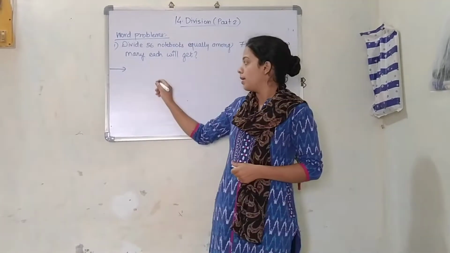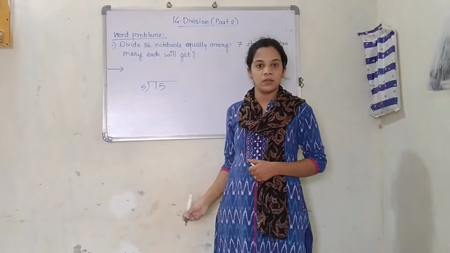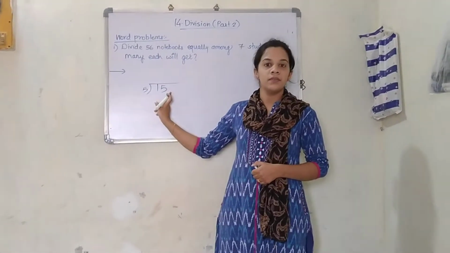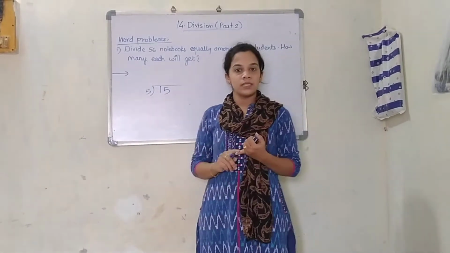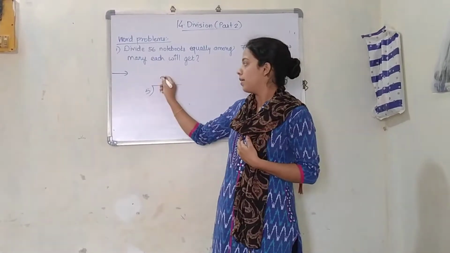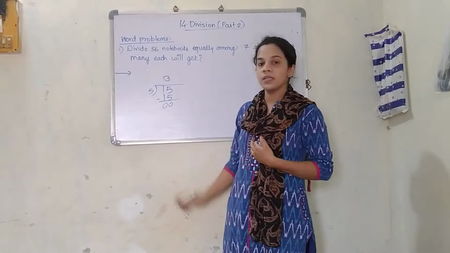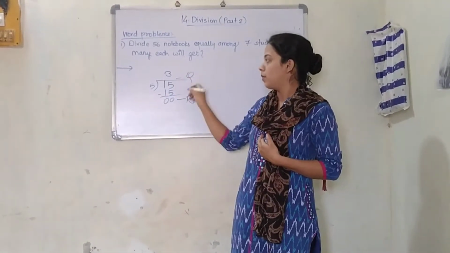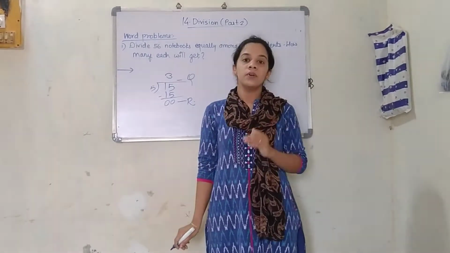So 15 chocolates, how many students are present? 5 students. So your 5 will be the divisor, 15 will be the dividend. We will say the 5 table up till 50. 5 ones are 5, 5 twos are 10, 5 threes are 15. So your answer is 3, 0. This will be your remainder and this will be your quotient.